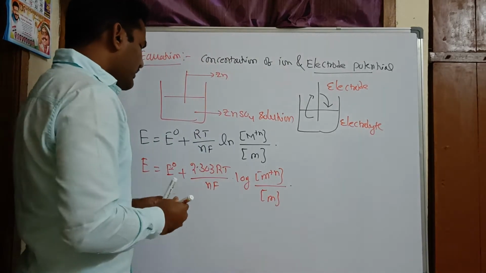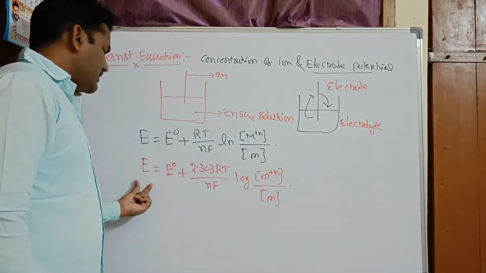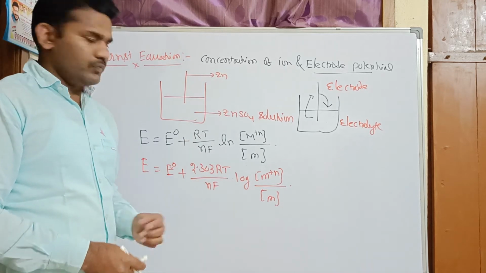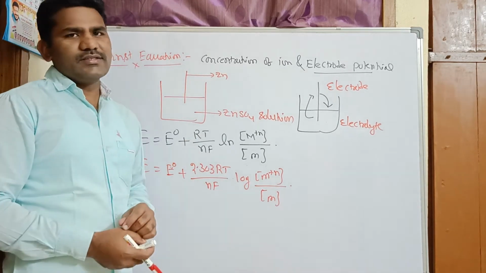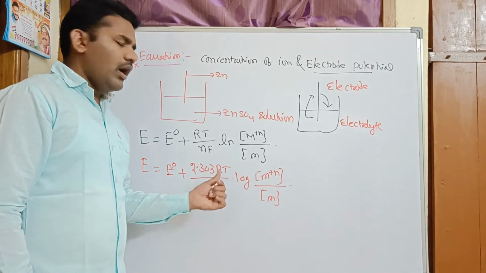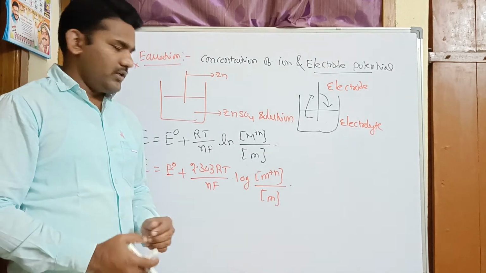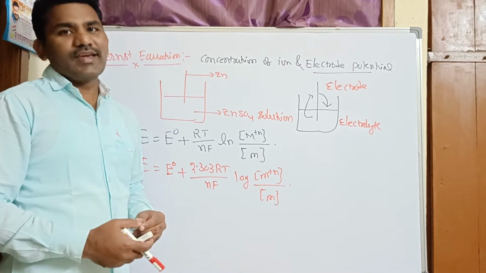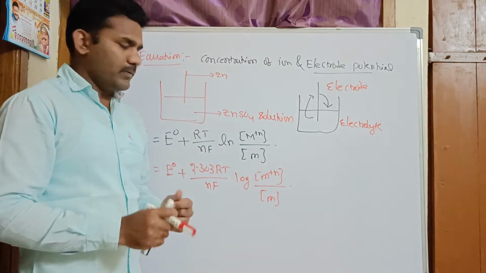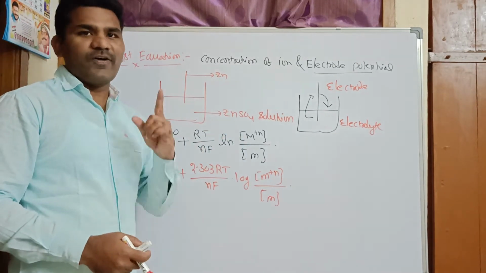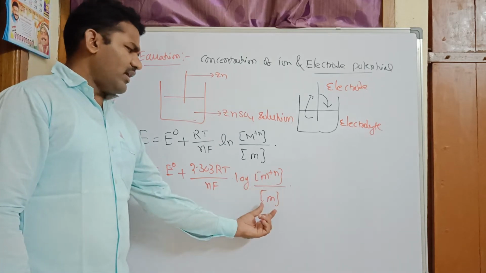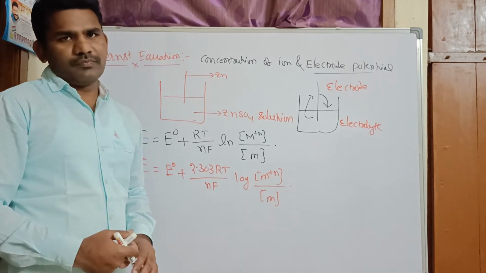Let us elaborate these symbols. E is the electrode potential at the given concentration. E naught is the standard electrode potential. R is the universal gas constant. T is the temperature on the Kelvin scale. n is the number of electrons transferred. F is the Faraday; 1 Faraday is equal to 96,500 coulombs. As I already mentioned, M^n+ and M are the ion and metal concentrations.